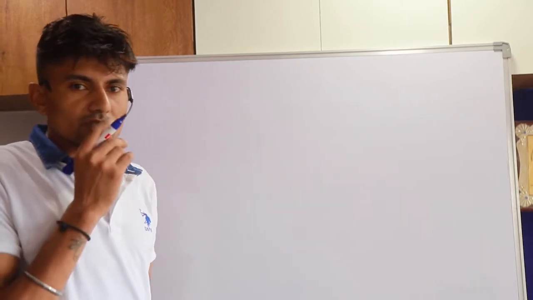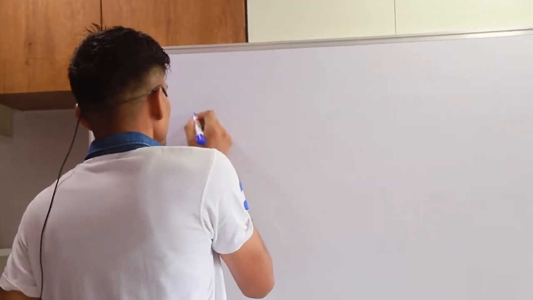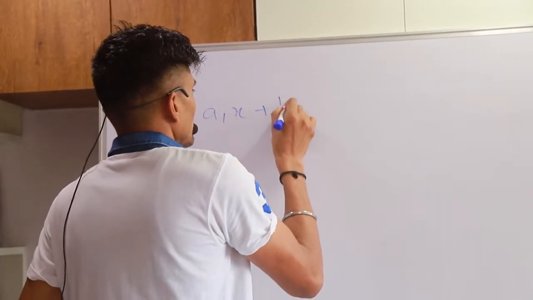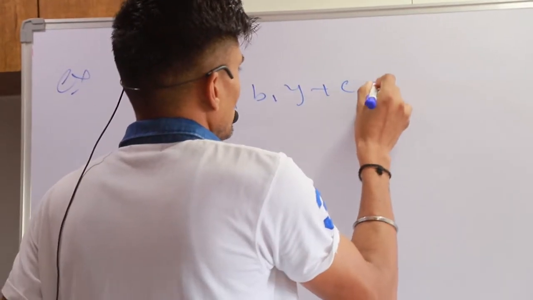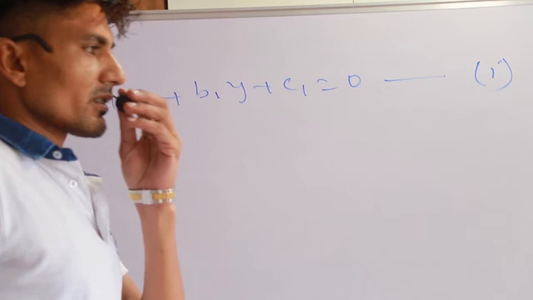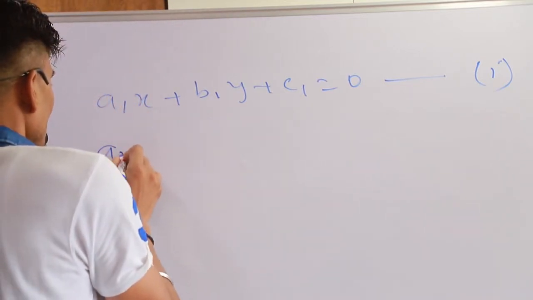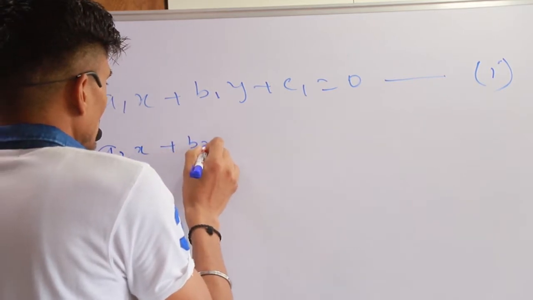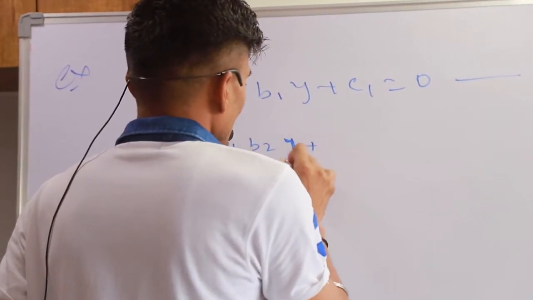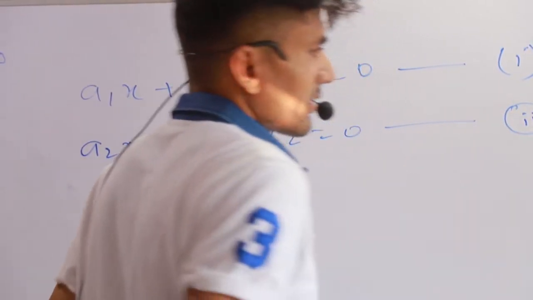Let we have the equation a1x plus b1y plus c1 is equal to 0. That is one equation, that means a two variable linear equation. Another equation is a2x plus b2y plus c2 is equal to 0. That is another linear equation.